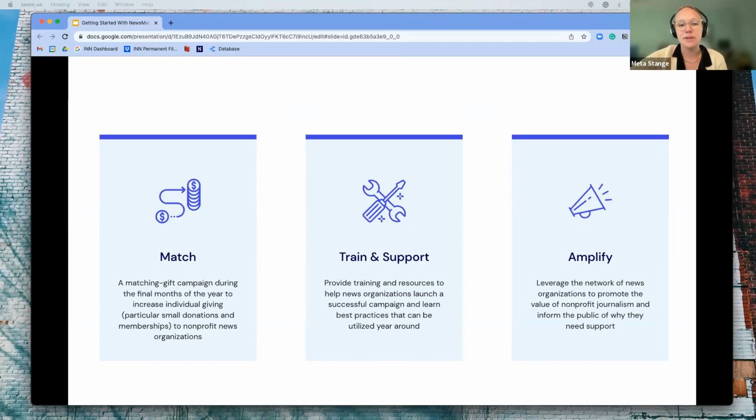The combination of these 3 elements is what enables us as a program and as an industry to make a case for journalism as a valuable cause to support across the country, which is our ultimate goal.